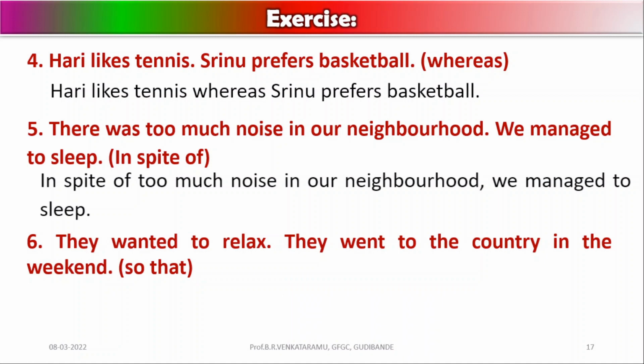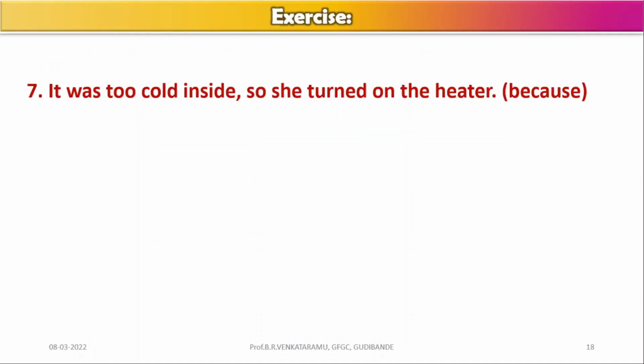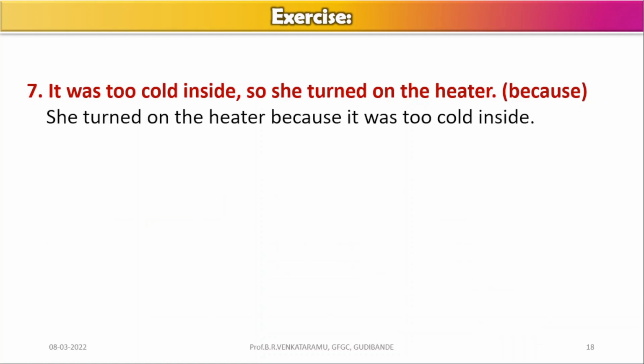Well, the sixth sentence. They wanted to relax. They went to the country in the weekend. And in the bracket it's given so that. By use of the linker so that, you have to rewrite the sentence. Well, it can be written as they wanted to relax so that they went to the country in the weekend. Seventh sentence. It was too cold inside, so she turned on the heater. In the bracket it's given because as the linker. It can be written as she turned on the heater because it was too cold inside.